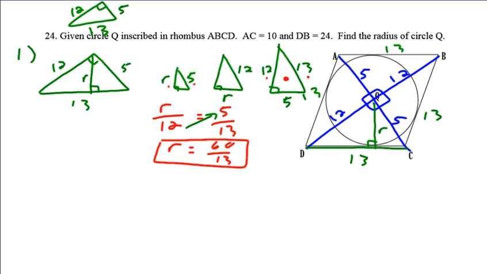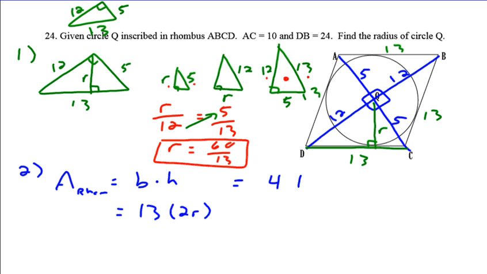Method number 2, we're going to use the areas. The area of a rhombus equals the base times the height. In this case, the base is 13, the height is 2 radii. We know that this rhombus is also 4 triangles, 4 right triangles, each of which is half of the base, which is 13.